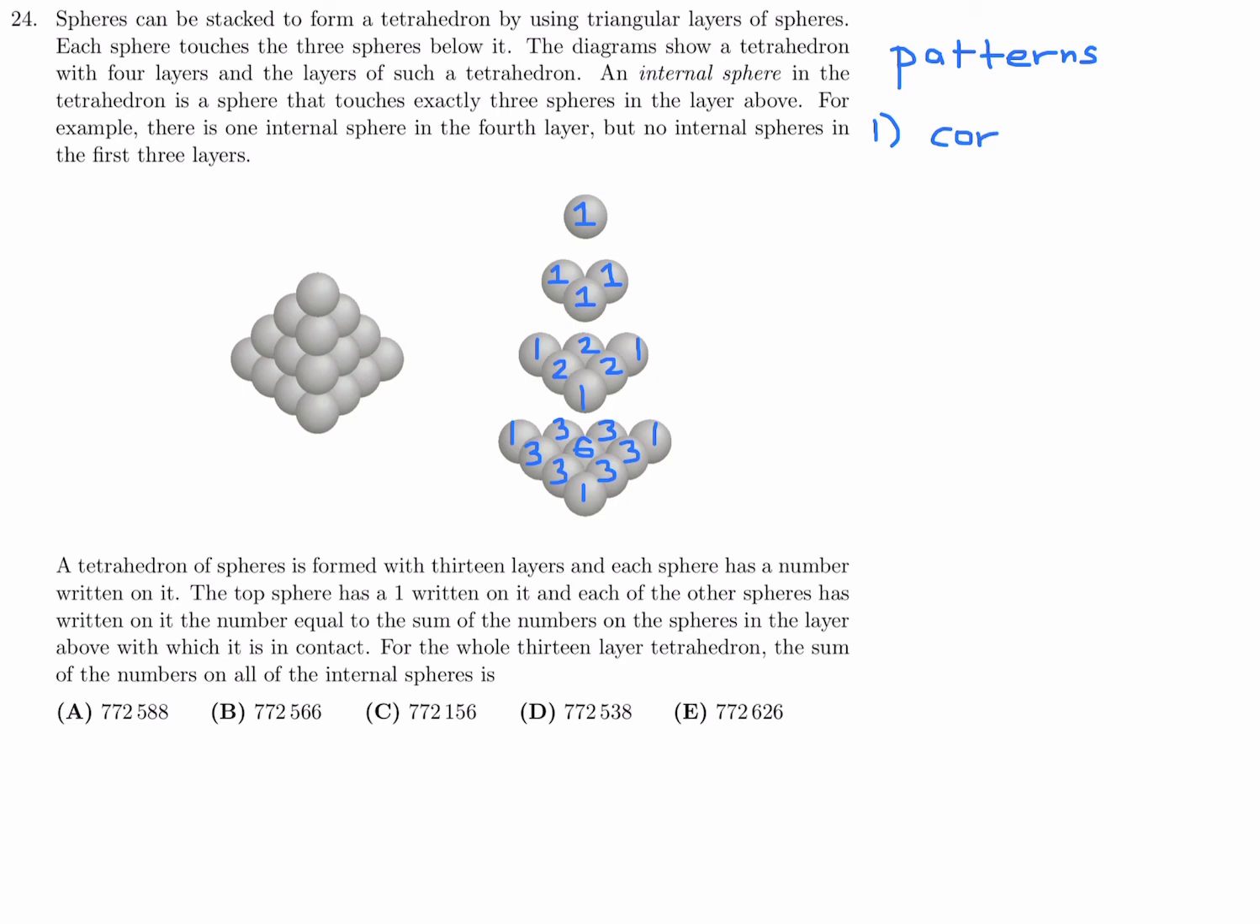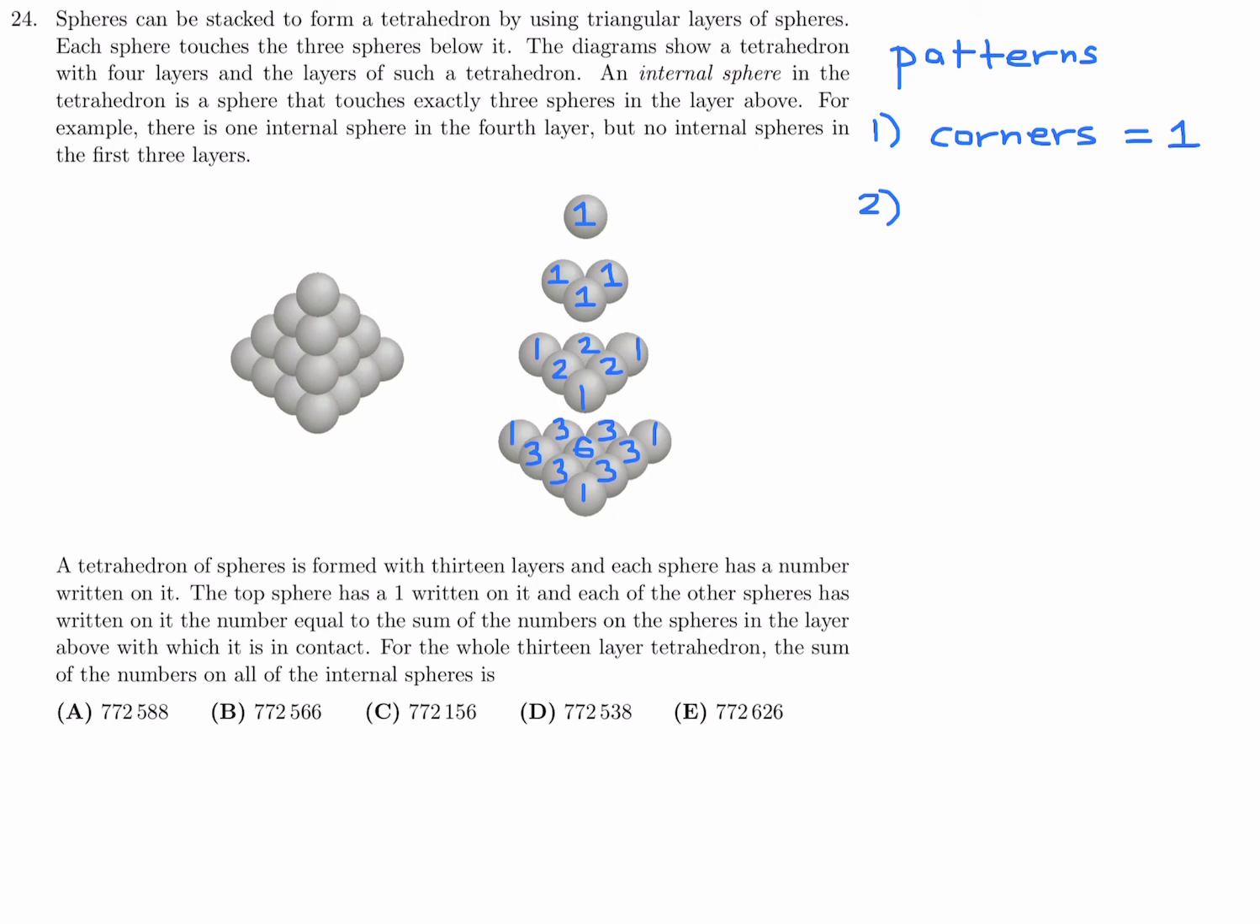The first pattern that you probably have noticed, that all the corners will be equal to 1, no matter what. No matter how many layers we get, all of these corners, which are these guys right here, they will always be equal to 1. So that's the first pattern.